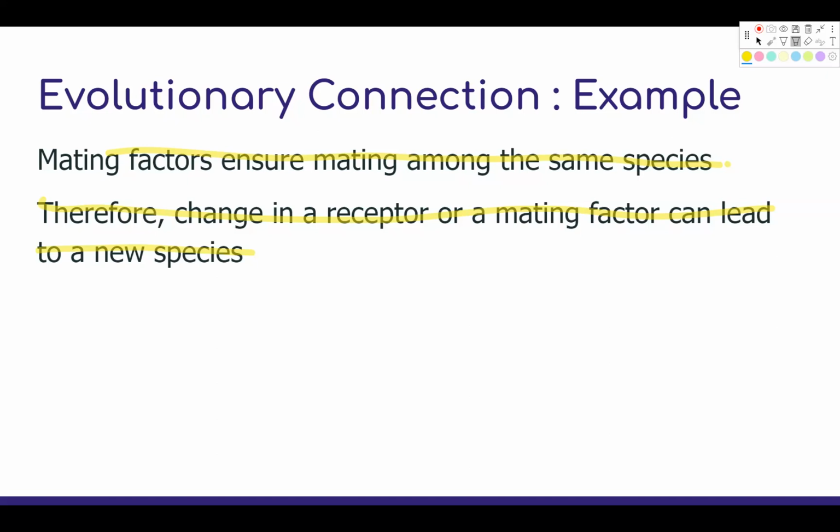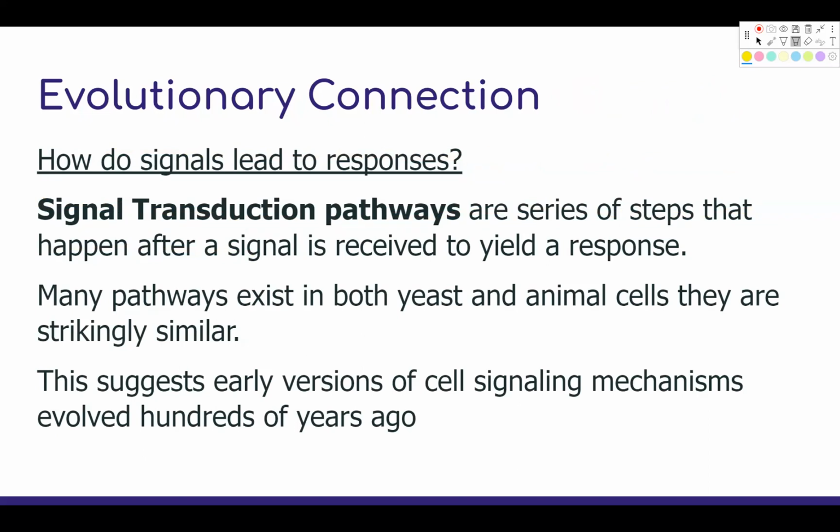Questions here? All right. So here is another evolutionary connection. Once a signal reaches a receptor, we get something called a signal transduction pathway, which is a series of steps that happen after a signal is received. If a signal is like you hearing a doorbell, ding dong, the series of steps that lead to a response, you opening the door, is you hearing it, getting up, walking to the door, opening the door. That's what a transduction pathway does to lead to a response.